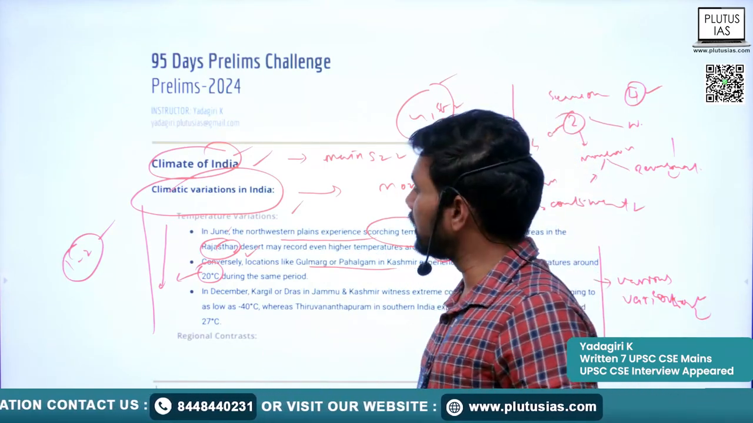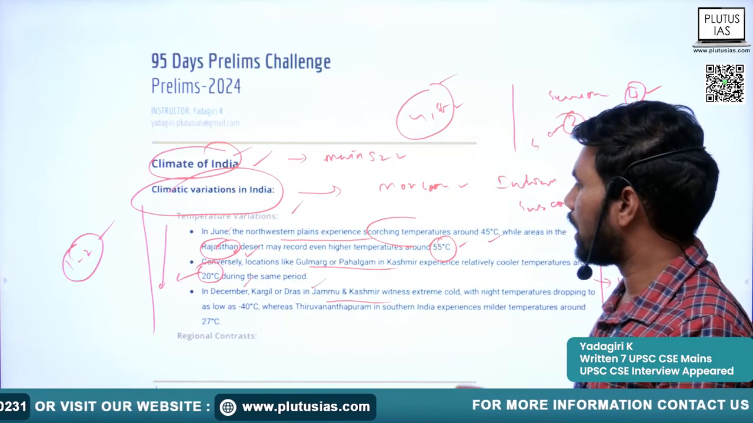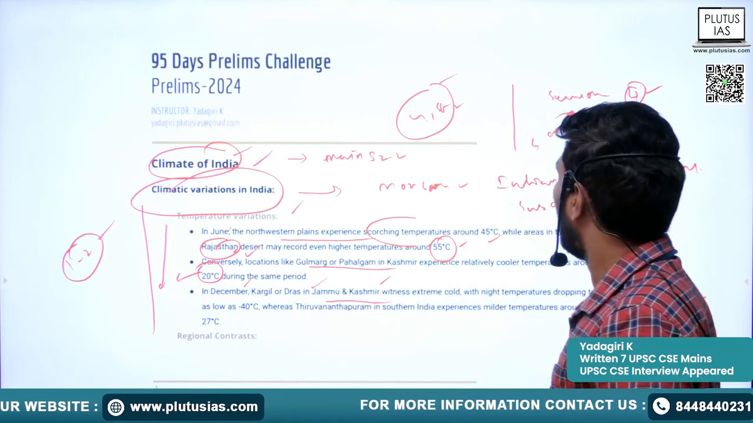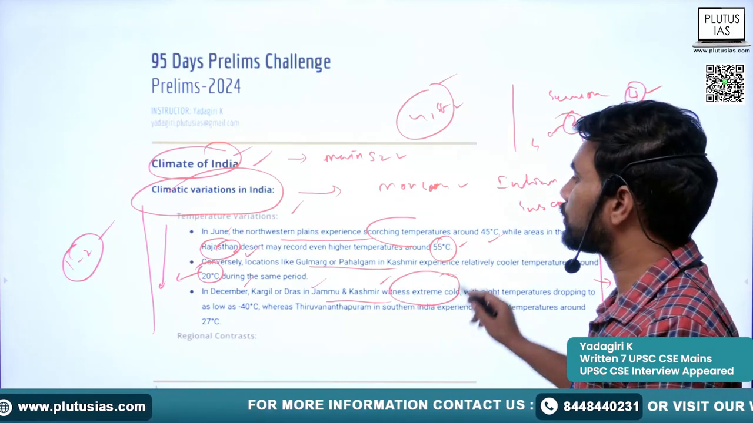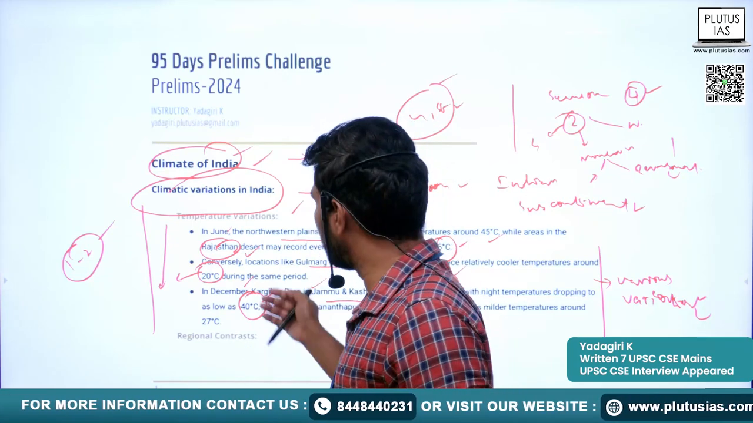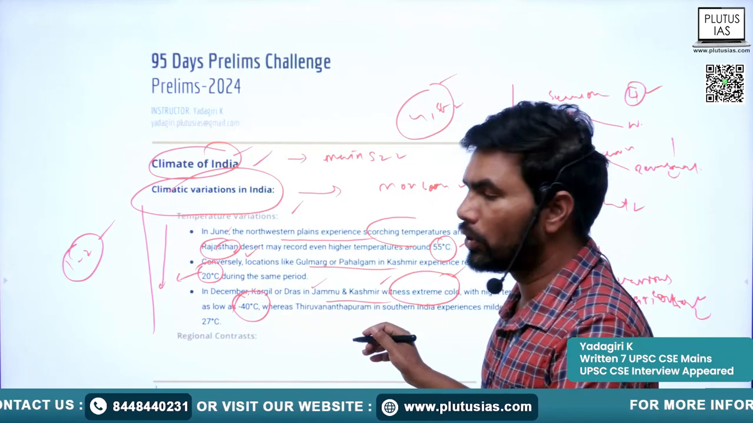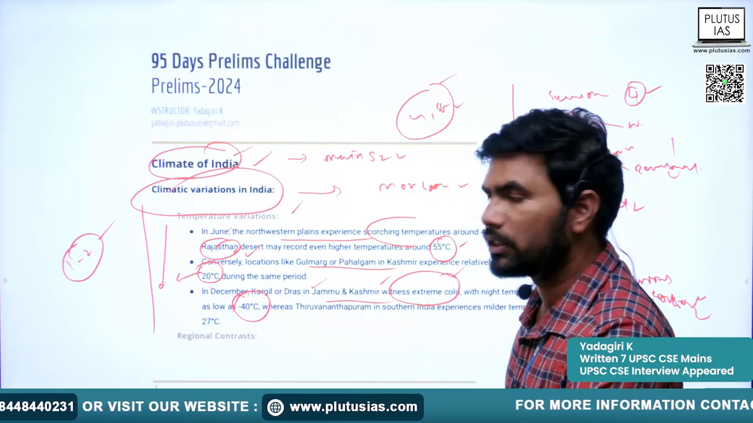When it comes to the winter season in December, the Kargil or Dras region of Jammu and Kashmir witness extreme cold reaching up to -40 degrees centigrade. So the regions in Jammu and Kashmir witness -40 degrees centigrade.